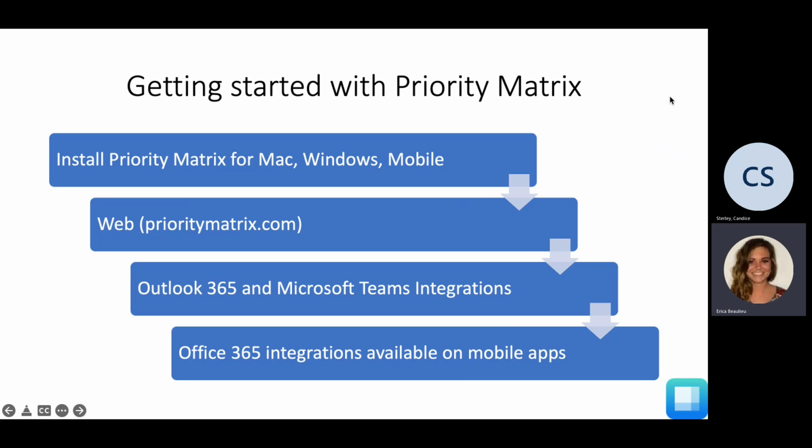So how do we actually get started with Priority Matrix? You can install the desktop application for Mac, Windows, and we also have a mobile app you can install. Additionally, and I would say more commonly at this point, is either using the web application at prioritymatrix.com. And most popular is using the Microsoft Teams integration and the integration with Outlook 365.